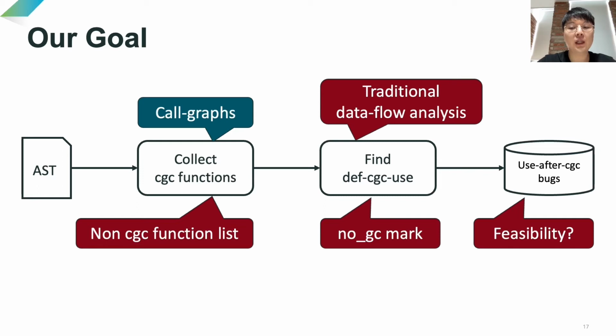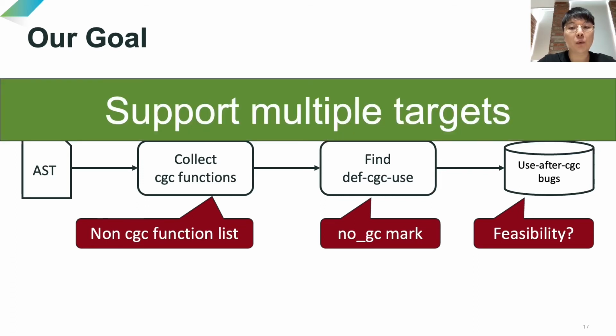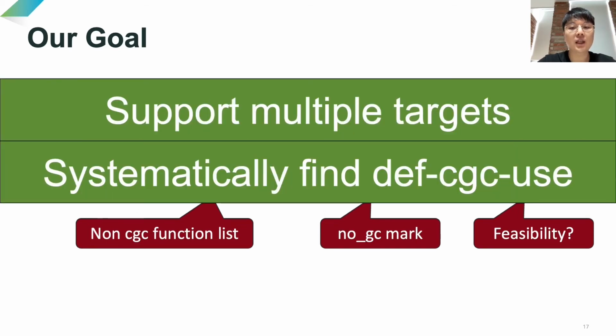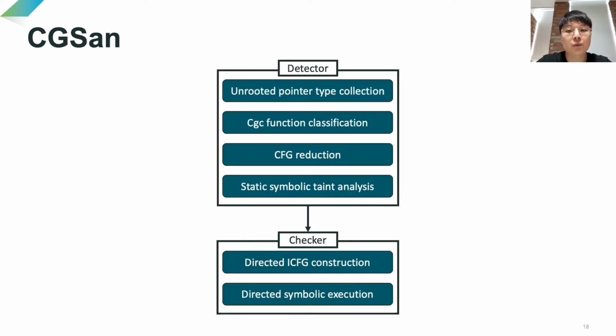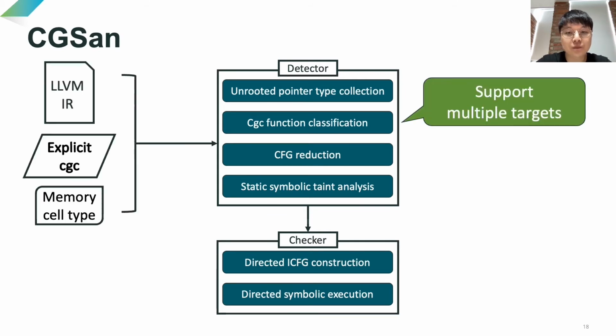Specifically, we want to design a detection tool that can support multiple targets and systematically find use pairs and check their feasibilities at scale. We propose a new use-after-CGC bug detection tool named CFG. CFG has two modules, a detector and a checker.